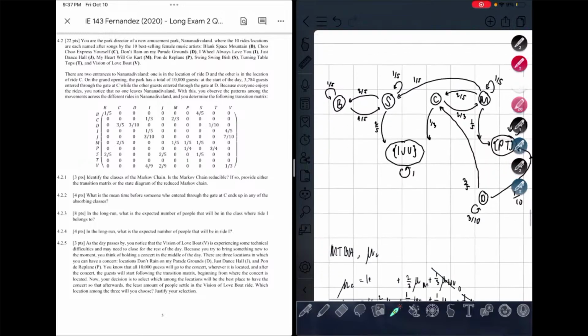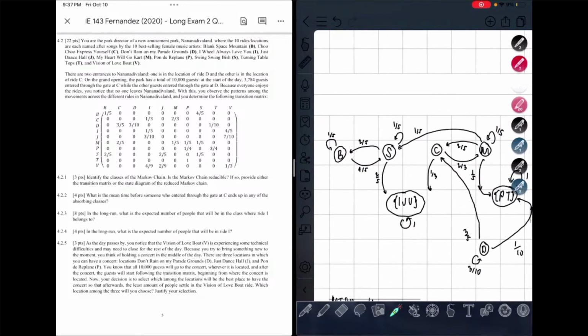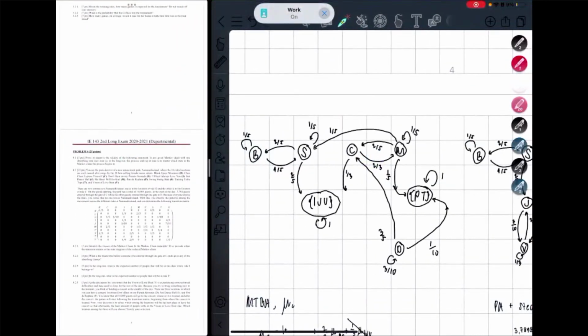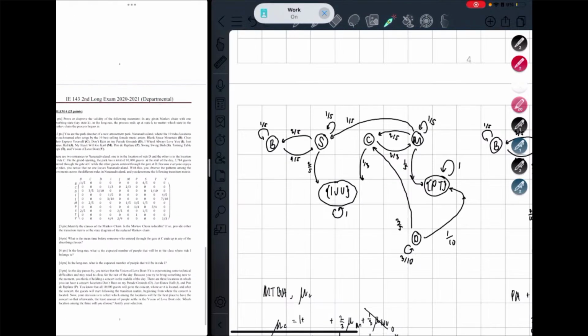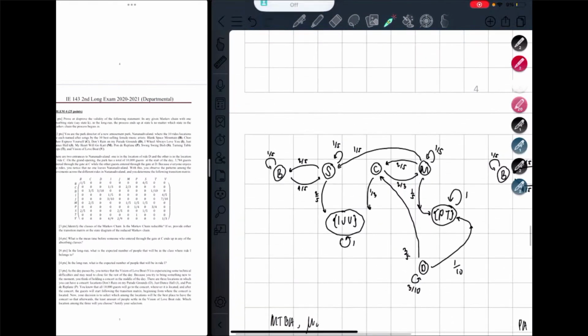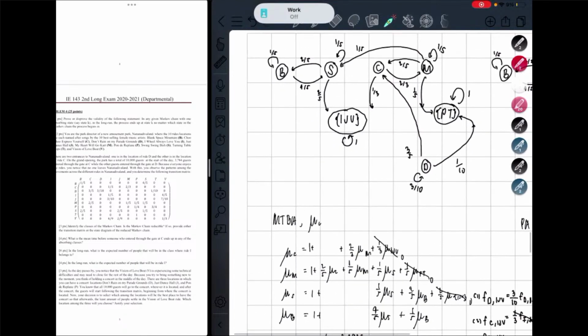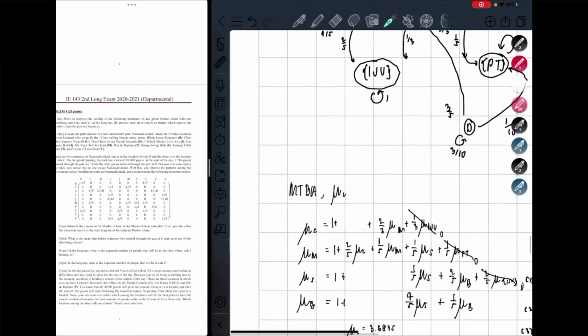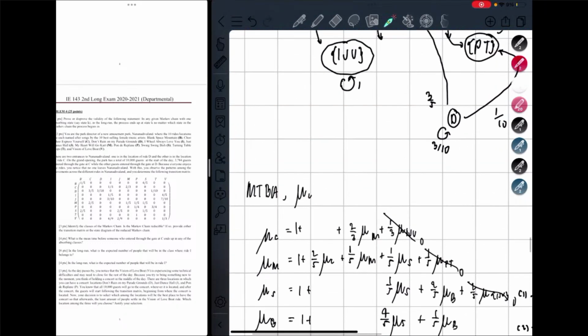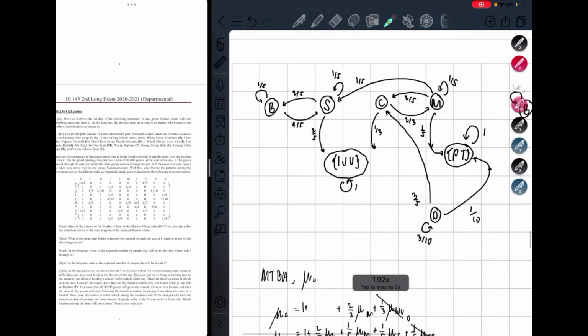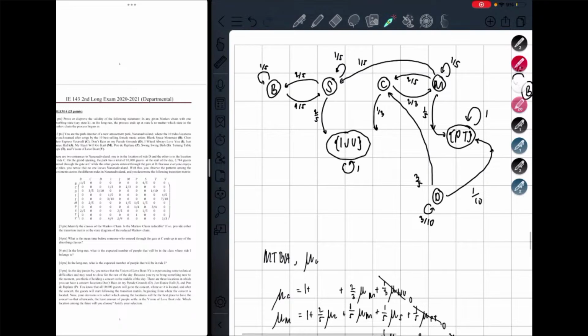So that's 4.2.1. 4.2.2. What is the mean time before someone who entered through the gate at C ends up in any of the absorbing classes? So this is just mean time before absorption, which is from C specifically. So mu C. Okay. So same procedure from mu C. What are the states adjacent? It's just mu M and mu IJV.